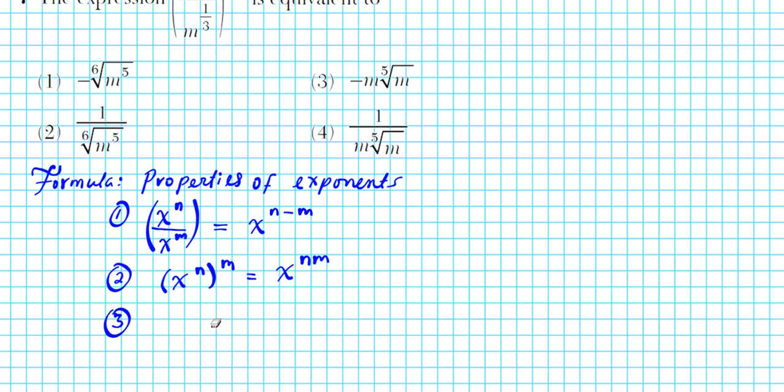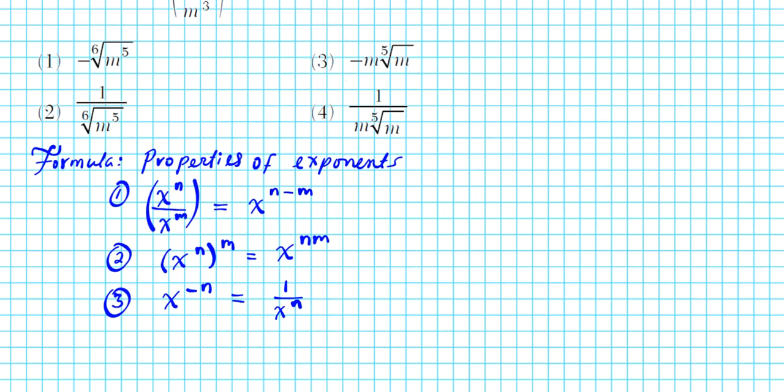Property number 3, what if you have a negative exponent? Let's say you have x raised to the negative n power. If you have a negative exponent associated with a term, that term switches position either to the numerator or denominator based on where it was initially. So in this example, it's in the numerator, so we reciprocate it and negate the exponent. So this becomes 1 over x to the n, the reciprocal property of exponents.